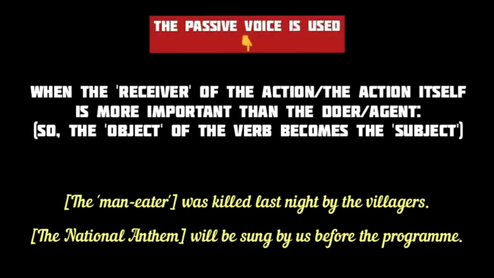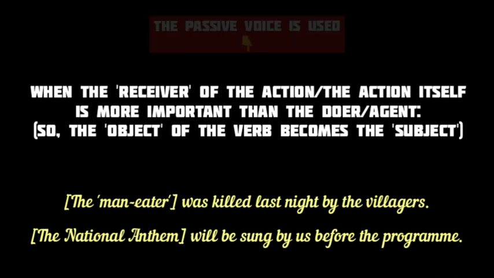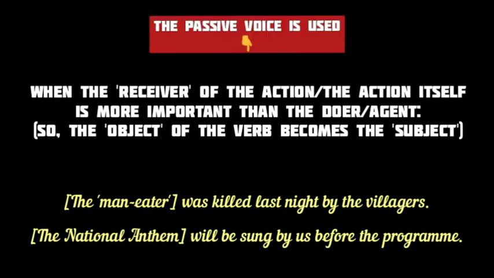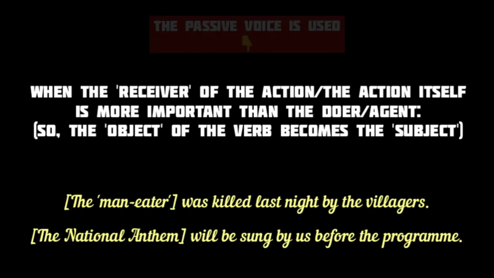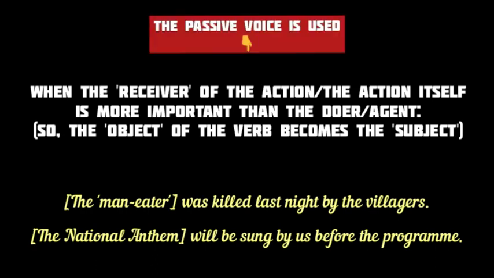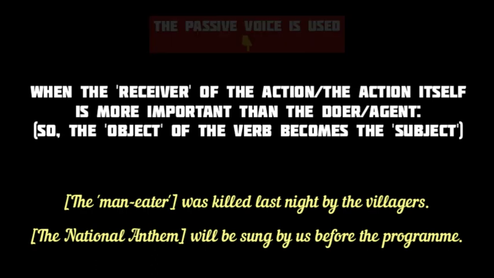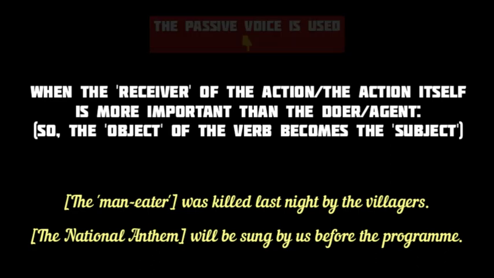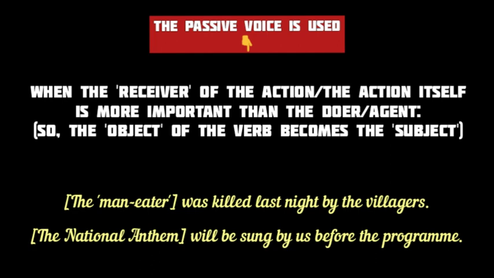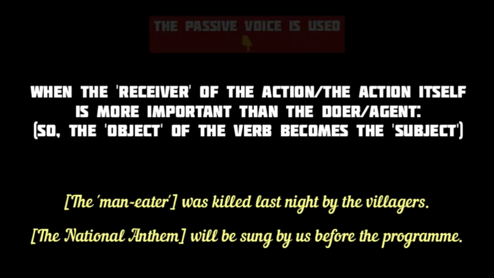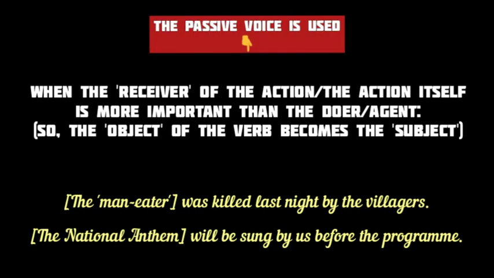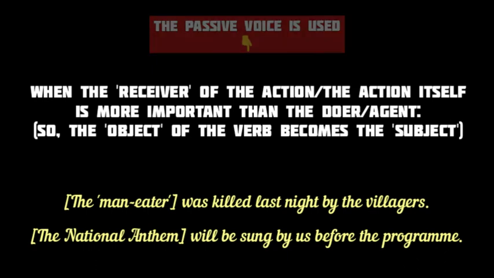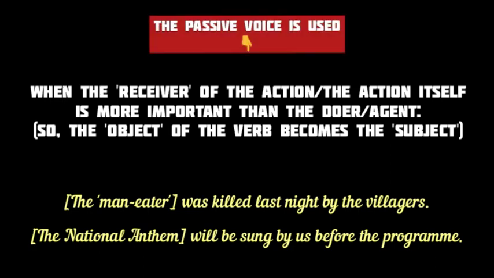As I said earlier, when the receiver of the action or the action itself is more important than the doer or agent of the action, the object of the verb becomes the subject of the sentence and the passive voice is used. For example, in the sentence, the man-eater was killed last night by the villagers, the subject of the sentence, the man-eater, is the receiver of the act of killing. Hence, the verb was killed is in passive voice.